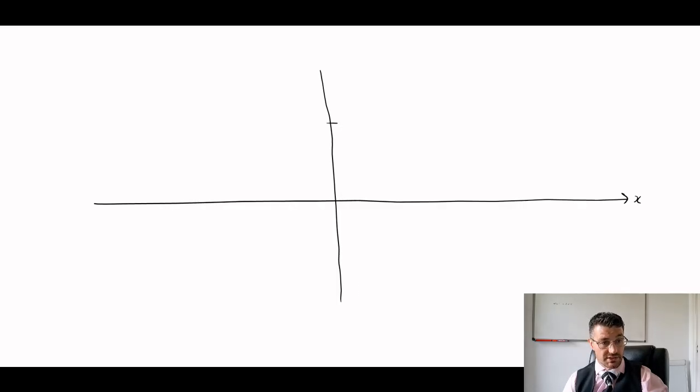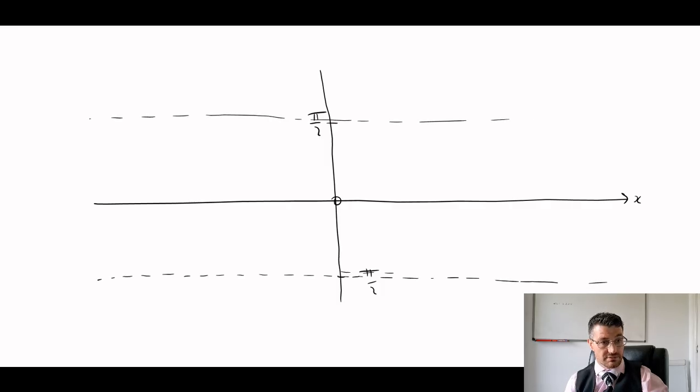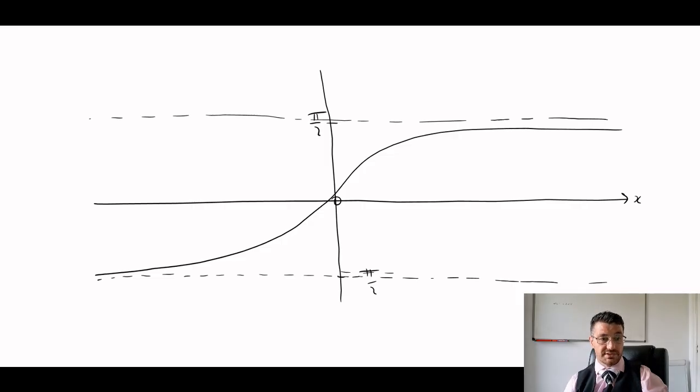So we've got pi by 2 here. We've got minus pi by 2 here. 0. We're going to have horizontal asymptotes here. Horizontal asymptotes. And the graph looks something like that. Okay, so this is the graph of y equals tan^-1 of x, or arctan of x.